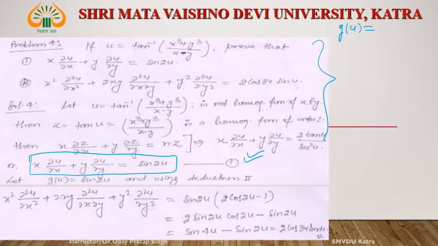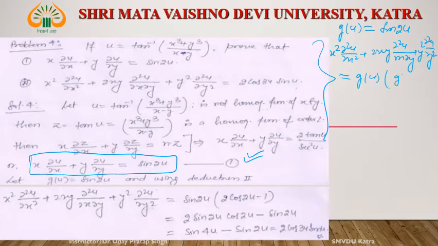g(u). g(u) is equal to sin 2u, right? If g(u) is sin 2u, then what is the deduction? Deduction says that x² ∂²u/∂x² + 2xy ∂²u/∂x∂y + y² ∂²u/∂y² is equal to g(u)[g'(u) − 1]. Right? Now the left hand side is okay, but the right hand side is g(u).